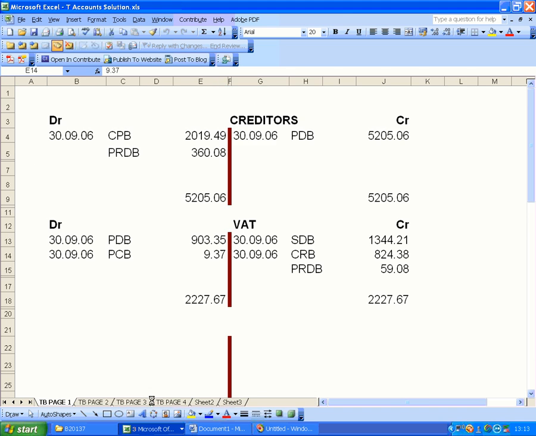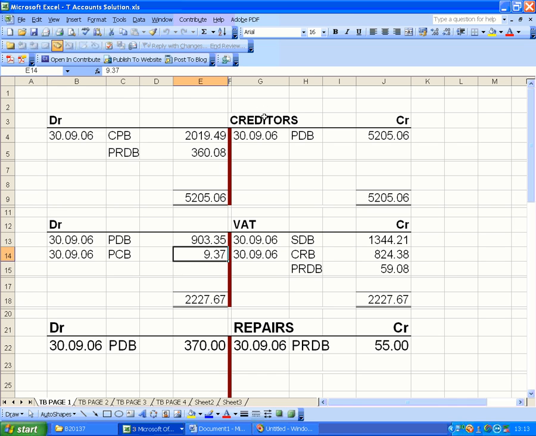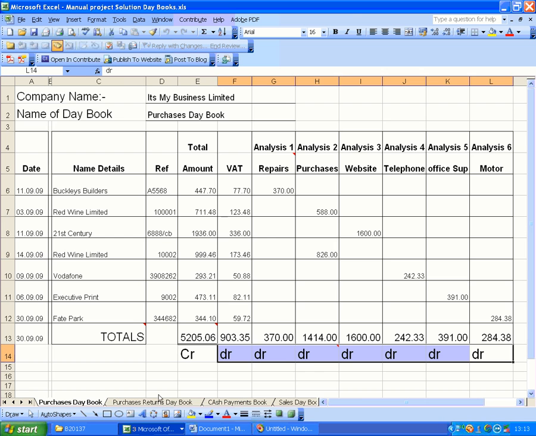Go to the T accounts, and the first account we have is creditors. Set it up, and on the credit side, we put in the date of the daybook, the source daybook, purchases daybook, and the value 520506. When that has been done, go back and signify that it actually has been posted, P for posted, or just do a tick beside it.